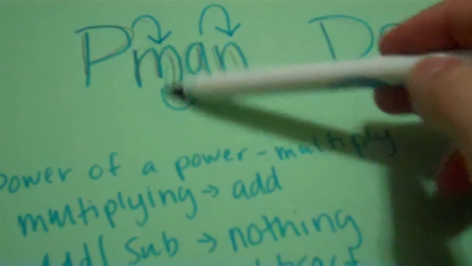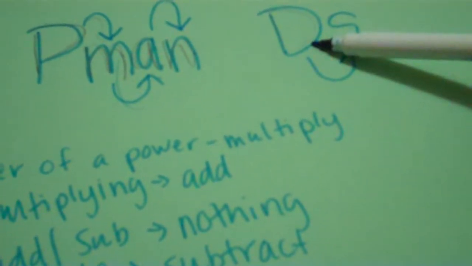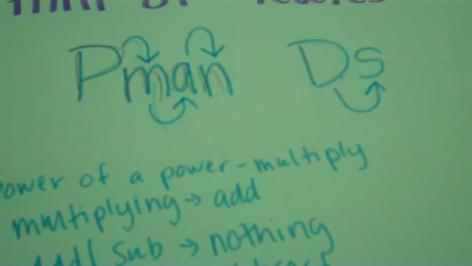Okay? So that's this little rule thing that will help you out, okay? Power, power, we multiply them. When we're multiplying, we add them. When we add or subtract, we do nothing. And then when we divide, we subtract our exponents. Okay? So, that's a little hint. We'll come back to it, okay?